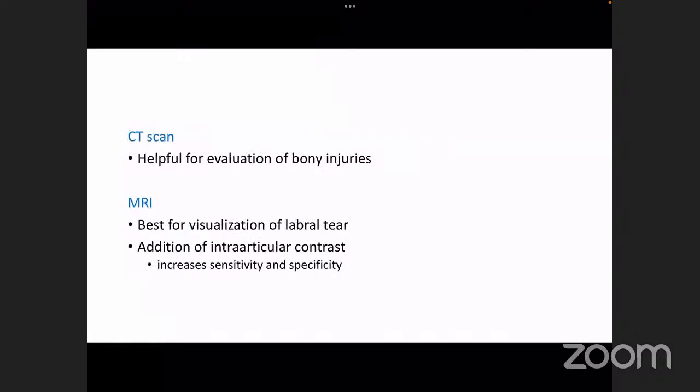CT scan is very helpful to evaluate bony injury, especially in the preoperative setting or whenever you have a shoulder dislocation after the reduction. Always do a CT scan, just as a baseline, to document the injuries that are present at that time. MRI is best for visualization of labral tears, with the addition of intra-articular contrast.